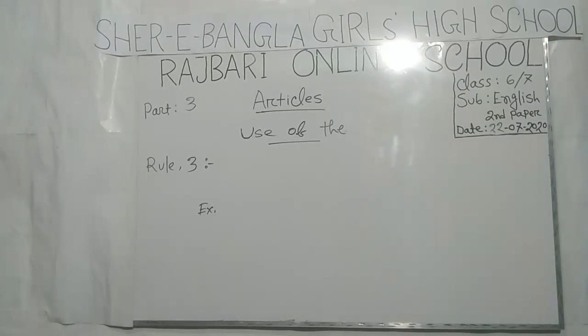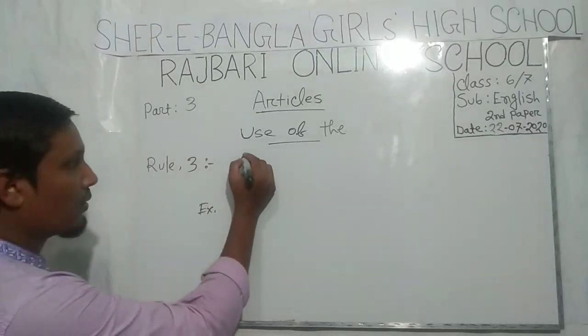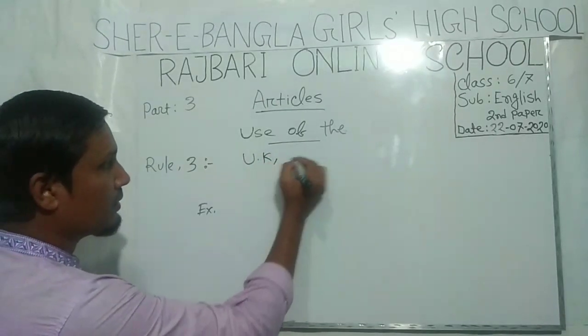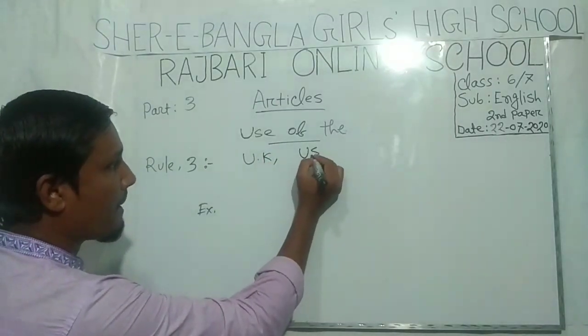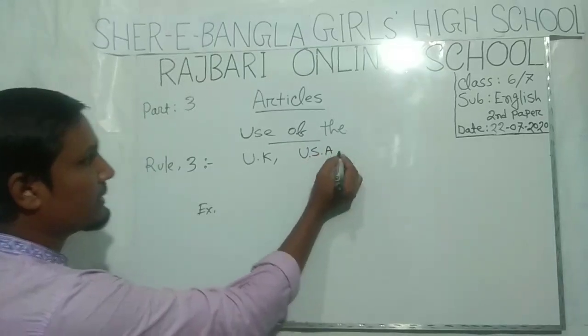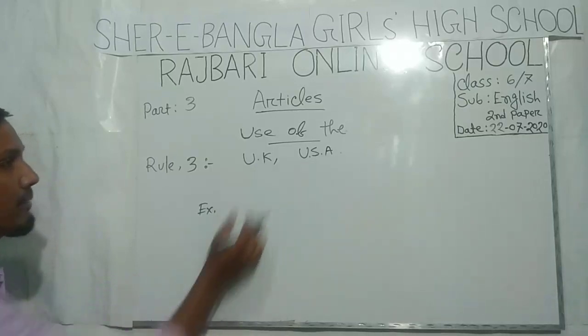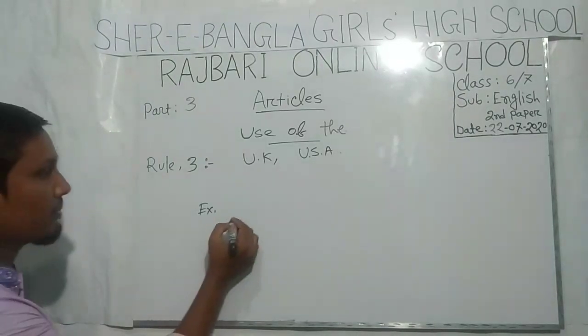Imagine you can see the name of a country which is an abbreviation of that country name. If you see such a word, you have to use "the" also. Like that, I wrote the word UK, USA. This is the abbreviation word of the country name.